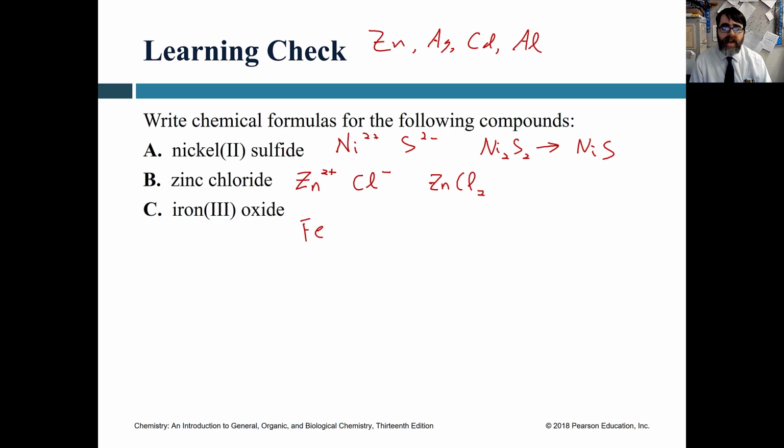I actually worked that one out a moment ago as well, and they actually had it on their chart there just a moment ago, but it never hurts to practice it again. So iron 3 oxide, Fe3 plus, O2 minus, do the crisscross thing, and you end up with Fe2O3. And that finishes up section 3.